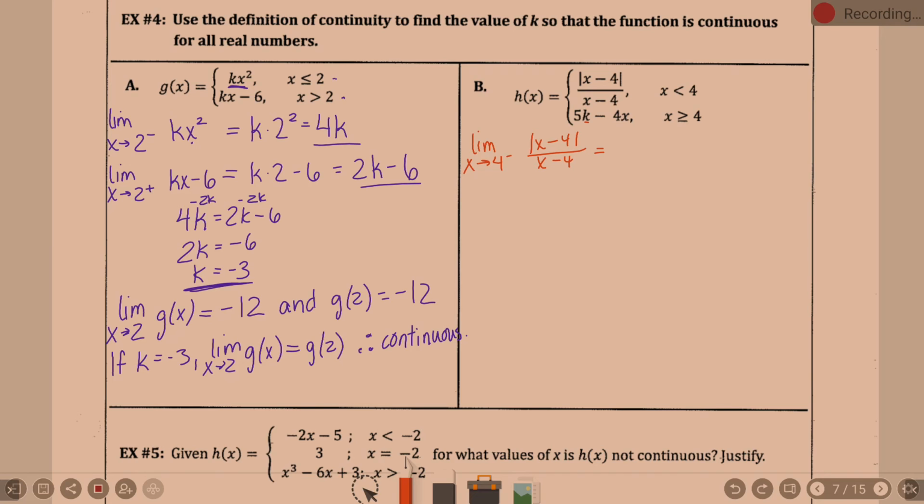In my brain, I hadn't gotten there yet, so. The x minus 4's cancel. Why did we have to say negative? Because of the absolute value, we're approaching 4 from the left. So that means you think about your v, it's going to have a -1 slope there, isn't it? Yeah. So that's -1. Now, the limit as x approaches 4 from the right is using 5k minus 4x. If we plug that in, we end up with 5k minus 4 times 4, which is 5k minus 16.